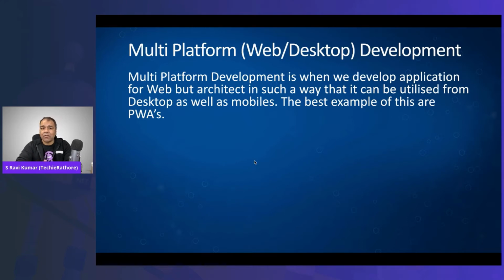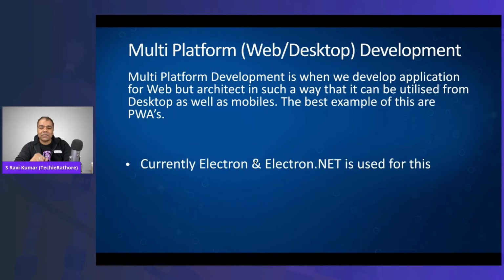The best example of multi-platform would be PWAs. But the challenge with PWAs is that they need to be hosted somewhere, whereas a native application, that is your regular desktop application, we can download and install on our machine. For PWAs, we need to host the PWA somewhere, the user needs to visit that site, and from there he can save it as a PWA. But I'll tell you how we can develop PWAs also using Blazor.